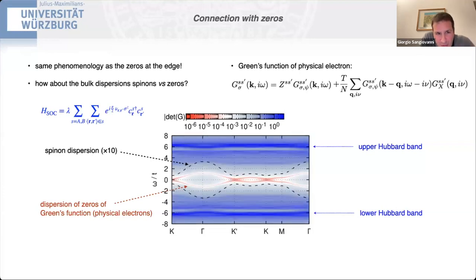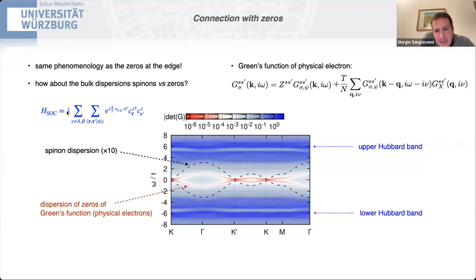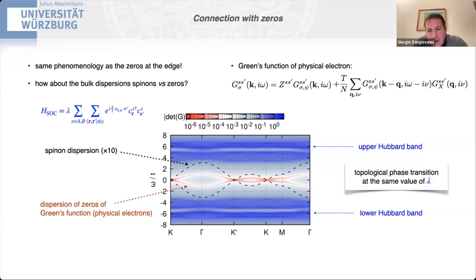And if I now progressively reduce lambda, so the spin orbit coupling, you see that I get close to a situation in which the two become gapless in the bulk at K and K prime and invert their dispersion at the same lambda, which in this case is lambda equals 0. So the spinons and zeros are not on top of each other in terms of excitations, but their topology is the same.